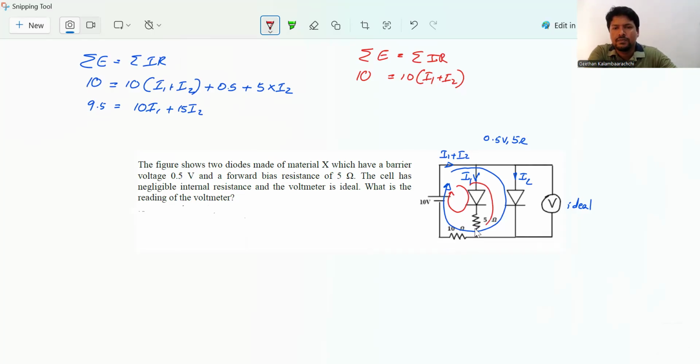And there's a potential drop in this 0.5, plus there's a 5 ohm, another resistor, and also you have another 5 ohm in this, so it's 10 ohms, 10 into I1. Right, so let's simplify this also. 9.5 equals to 20 I1 plus 10 I2. Okay, so we have two equations.